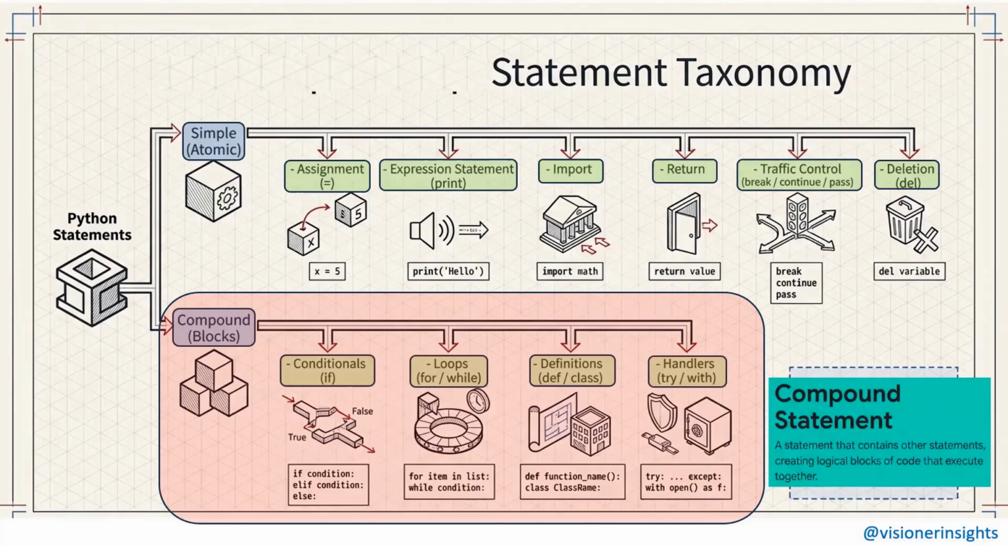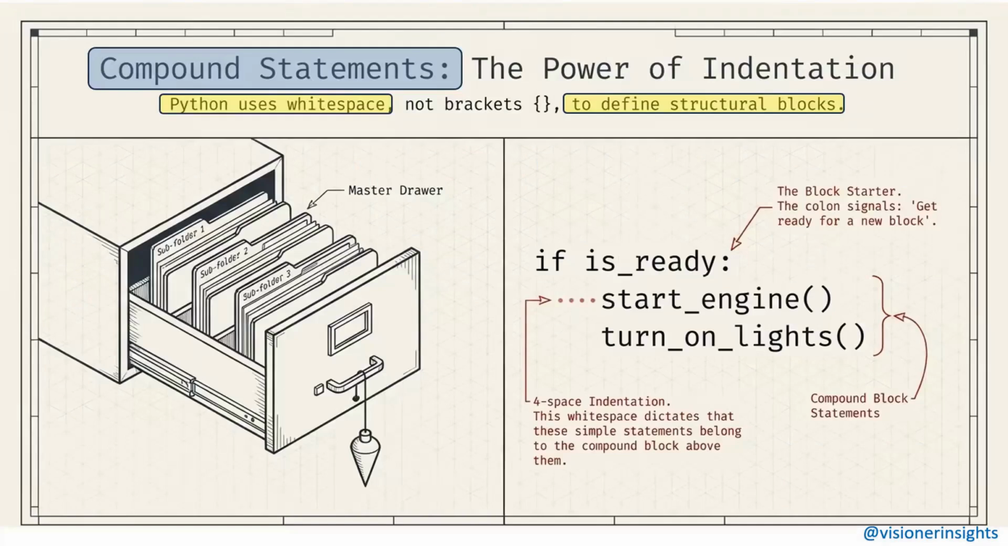And this is where Python does something, well, famous and really elegant. How does it know what's inside that container? It's not with curly braces or keywords. It's just white space. A line that ends in a colon signals, hey, a block is starting. Everything indented underneath it belongs to that block, just like files tucked neatly inside a drawer. Indentation isn't just for looks, it is the structure.